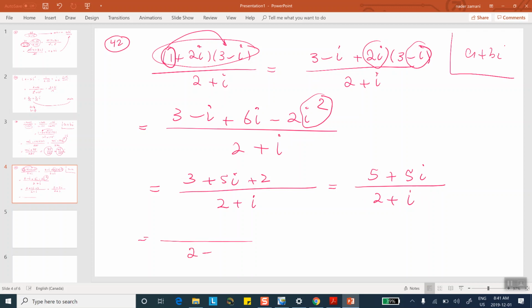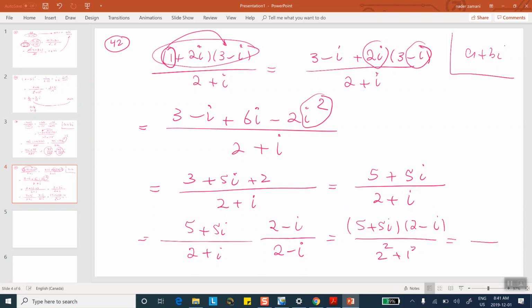So it's going to be 2 plus i, 5 plus 5i. And on the top, I have 2 minus i, and over here, I have 2 minus i. You multiply the top and the bottom by the same thing so that you don't disturb the value of this guy, okay? So the denominator is 2 squared plus 1 squared. And on the top, we have 5 plus 5i times 2 minus i, okay?